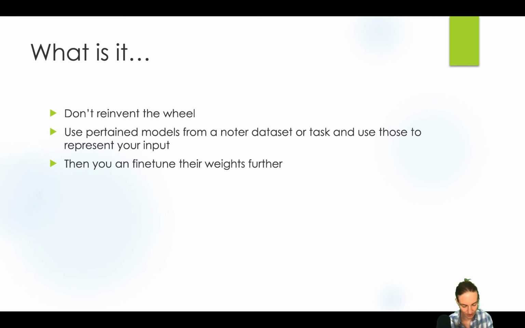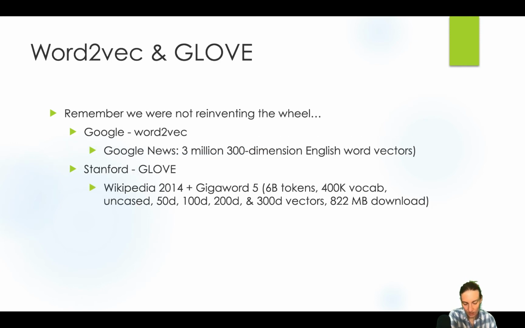We can use pre-trained models from an existing data set or task and use these to represent our inputs, then importantly, fine-tune their weights further. Okay. So remember here, we're not reinventing the wheel. In case of our lab last week, we used pre-trained, I think we used this one, the Word2Vec dataset pre-trained on the whole of Wikipedia from 2014. Using these existing word embeddings can help us with our network.